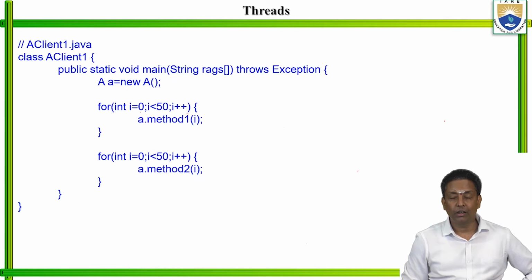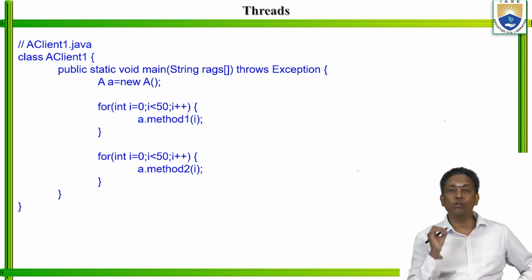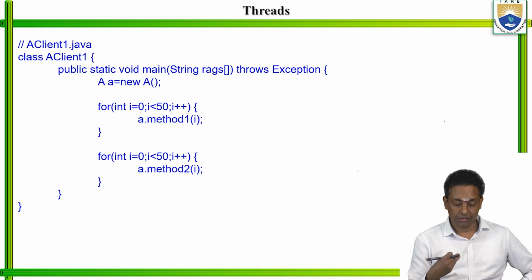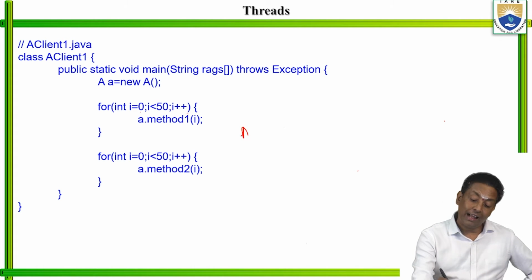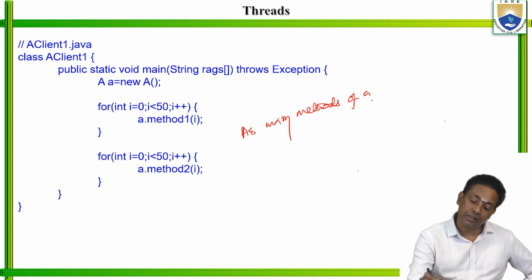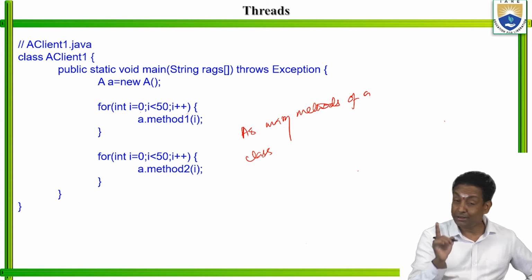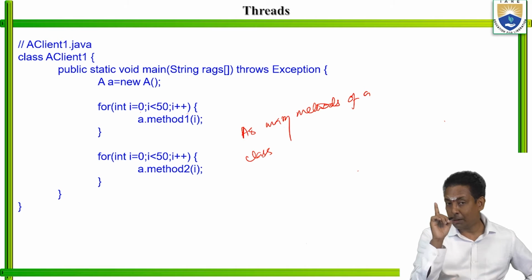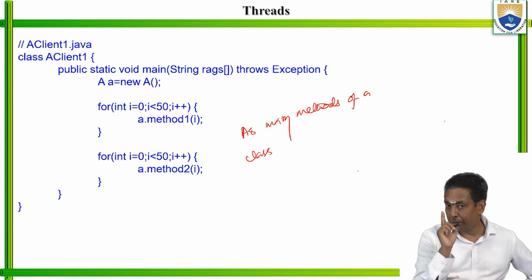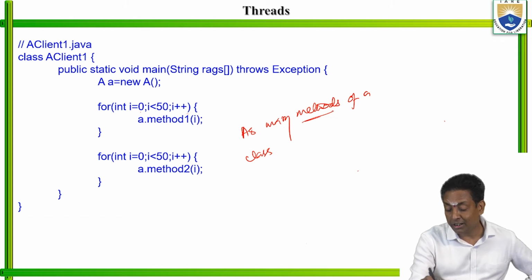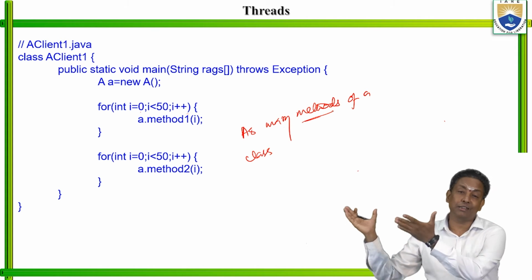So what to do? Tell me, in a Java application, how many threads are required? From my experience, I can tell you: as many as the methods of a class. One thread per method. That's what I'm saying, not as many threads as the number of methods the class consists of.